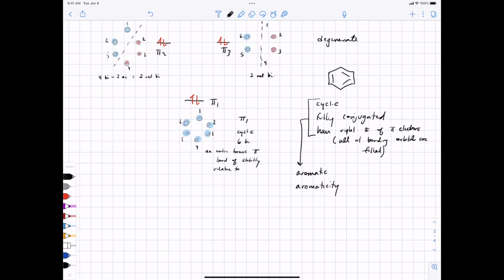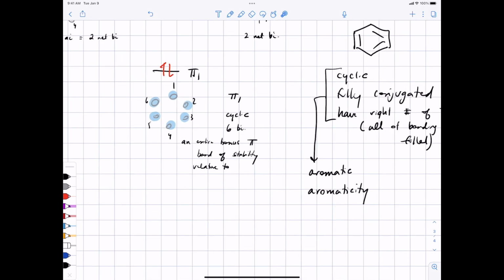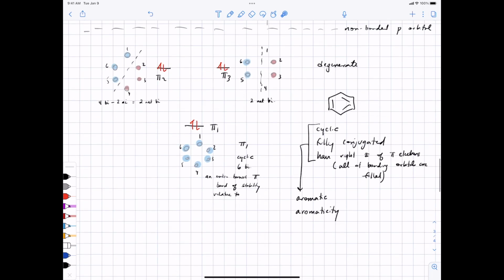The stability comes from the fact that you get both resonance stabilization and this bonus pi bonded stability because of your extra overlap between the orbitals on the end. And so if you satisfy these criteria, you are similarly stable to benzene. And there are a lot of molecules that do this. And what we're going to do now is go through and identify molecules that are this way versus aren't this way.